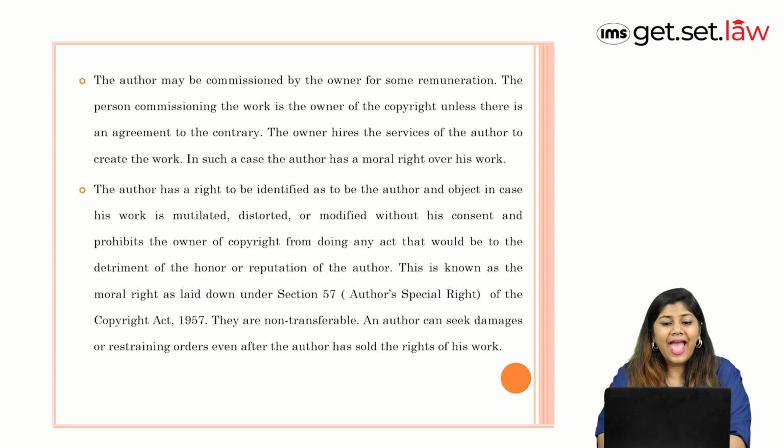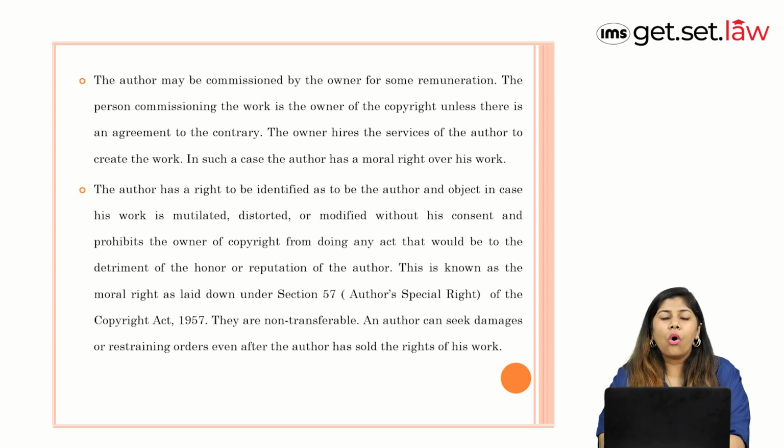Now, the author has a right to be identified as the author and to object in case his work is mutilated, distorted, or modified without his consent. Now you see so many remixes which happen. All these remixes are subject to copyright. Generally, we get the rights from the author or the producer, which is the owner of the product, and then we are allowed to distort or make some modification in that song. All the remakes of the movies also require the permission from the author or the owner of the original work.